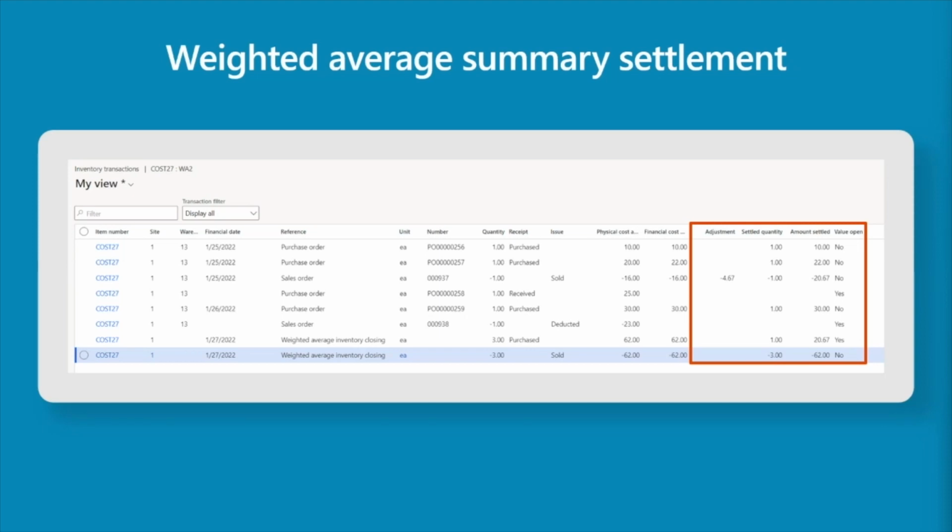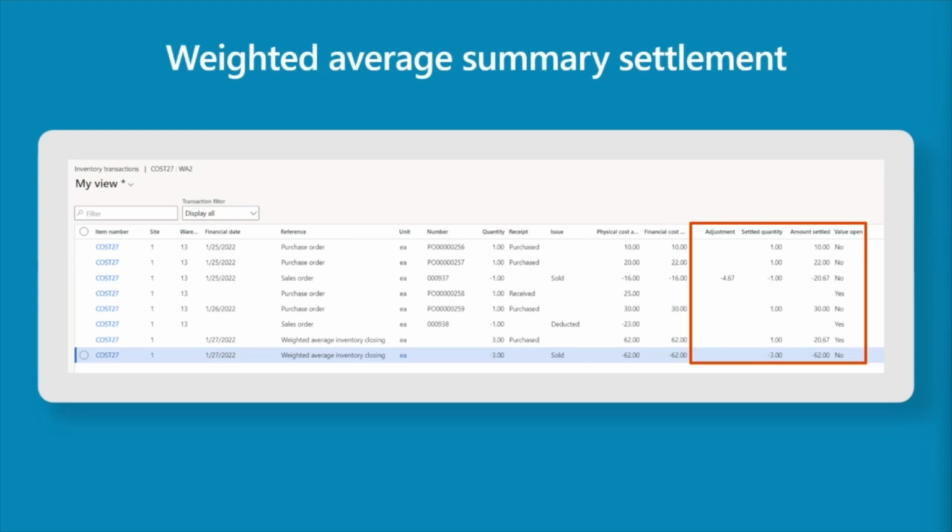The sales order transaction has been adjusted to $20.67, which is the average value of all of the financially closed receipts that occurred throughout the period. We did not have any inventory on hand at the beginning of the period, but if we had, its value would have been included in the average calculations.